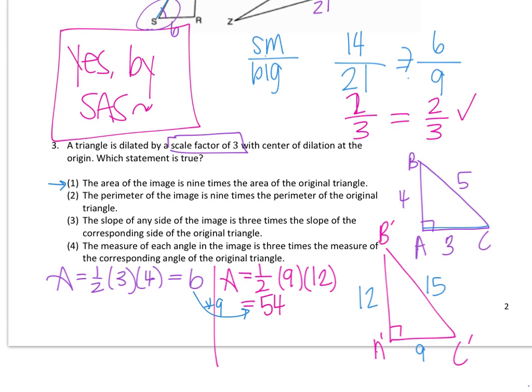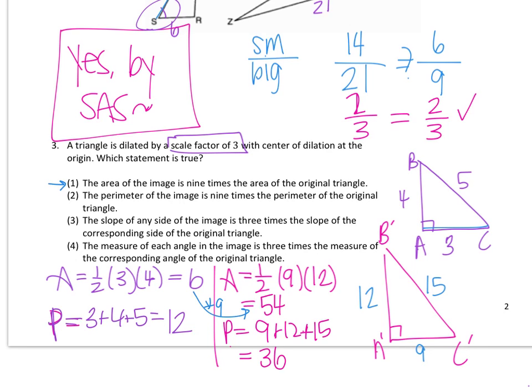Now we're just going to double check our next option to make sure it's false. It says that the perimeter of the image is 9 times the perimeter of the original. So perimeter, oops, I should do this in purple to match my triangle. Perimeter is 3 plus 4 plus 5 for a total of 12. My pink triangle, we have perimeter equals 9 plus 12 plus 15 for a total of 36. Now in order to get from 12 to 36, we are simply multiplying by 3, or in other words, the scale factor. Now perimeter is supposed to be not 9 times, but 3 times.